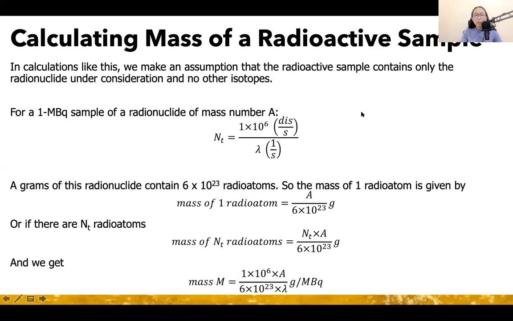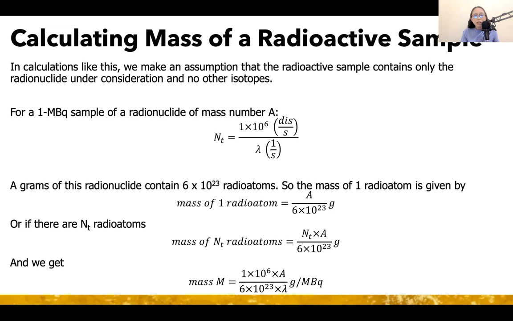Now, it is also important for us to calculate the mass or the amount of a radioactive sample, because if we desire to administer a certain dosage to a patient, it is important for us to be able to compute for the correct amount, whether it's in terms of mass or volume. First, let us focus on calculating the mass of a radioactive sample.